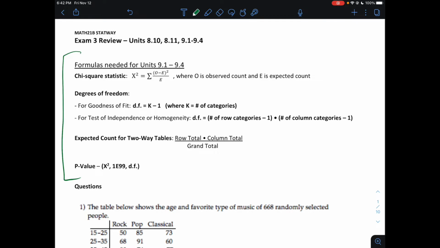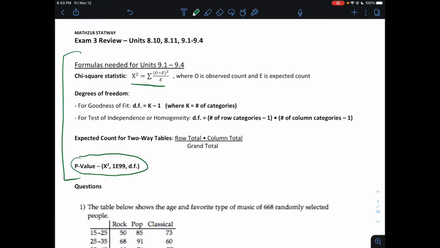for all of that. These formulas will be provided for you on the exam, of course, but you do need to know how to find your calculator functions, like the p-value that we're using for units 9.1 through 9.4. It's going to be the chi-square value that you find when you do your calculations. Then comma 1e99, because these are always right-tailed tests, and then your degrees of freedom.